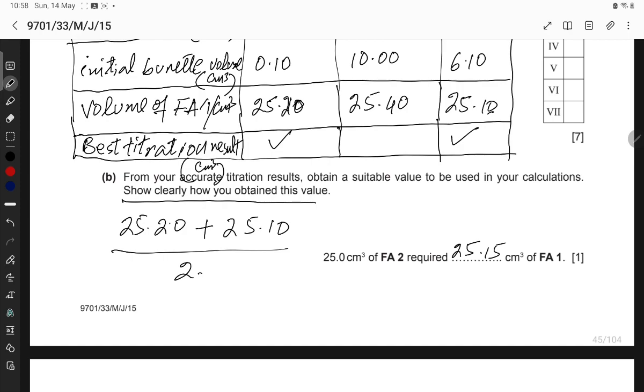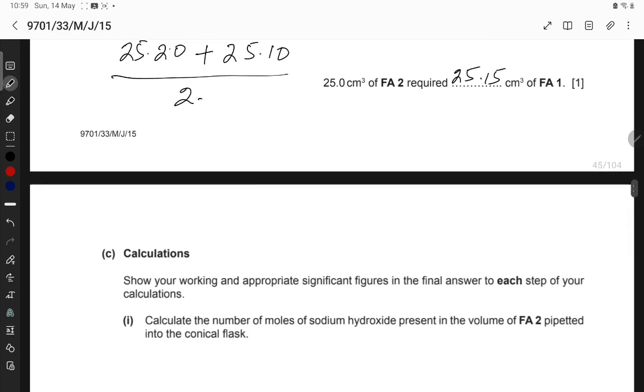So, if we are going to use our different accurate values, once I have these, there is always going to be a question where they ask you to find the suitable values for your volume that is used in your titration. So you just show the calculation of how you obtain this value. You must show the calculation of how to get the average titration volume of Fa1 in the burette.